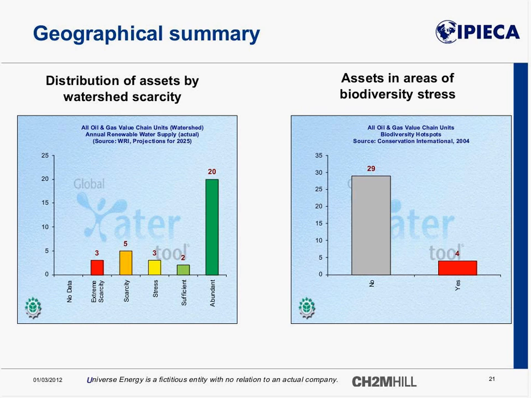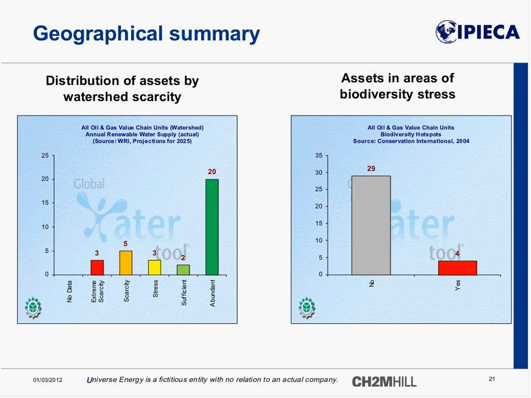It also creates bar chart distributions, such as shown here. What you see on the left-hand side is for all of the oil and gas value chain operations for Universe Energy. There's a distribution of sites in watersheds as shown. 20 of our sites were in abundant areas. 3 were in extreme scarcity, 5 were in scarcity, 3 were in stress, and 2 were in sufficient water supply.